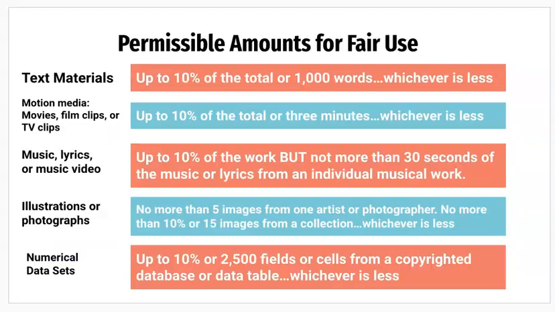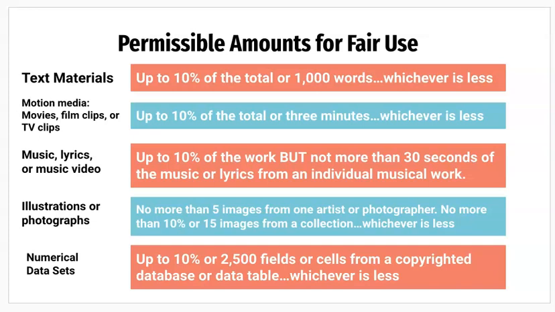Next, we're going to look at the permissible amounts for fair use. So here are some different materials that you can use. If you are following the certain requirements, it would fall under fair use. So text materials, things you're finding online, things that you're finding in books. You can only use up to 10% of the total, or 1,000 words, whichever is less. Motion pictures, movie clips, or TV clips, only up to 10% of the total, or 3 minutes, whichever is less.